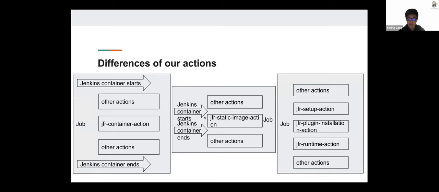But in the JFR static image action, the Jenkins container postpones the starting time. It will start up right before the JFR static image action starts and end right after the JFR static image action ends. So in this case, the Jenkins working container has strong isolation with the host machine, so users cannot use other actions to set up the container environment, except the actions checkout.